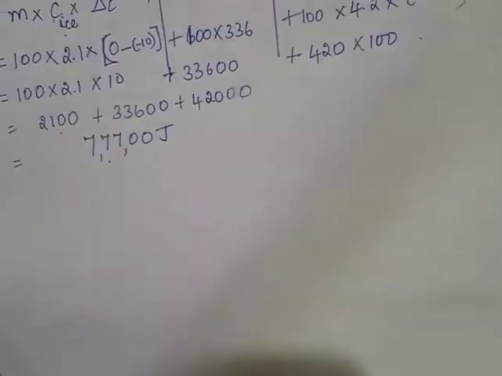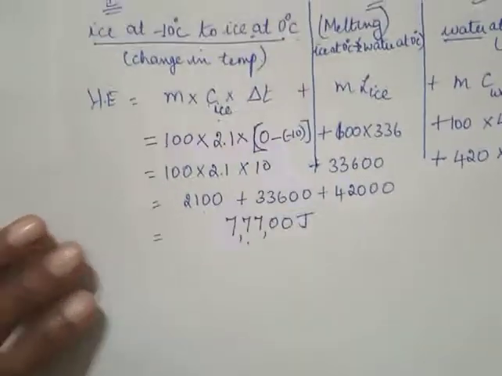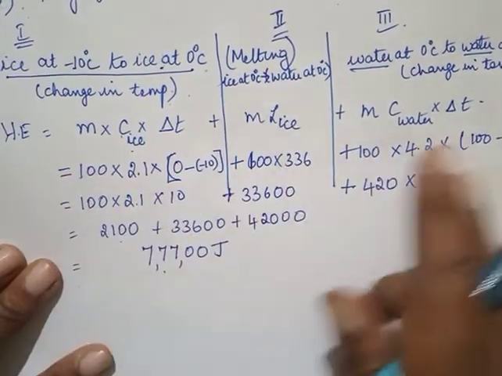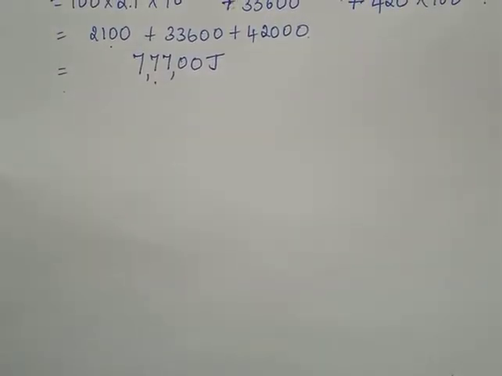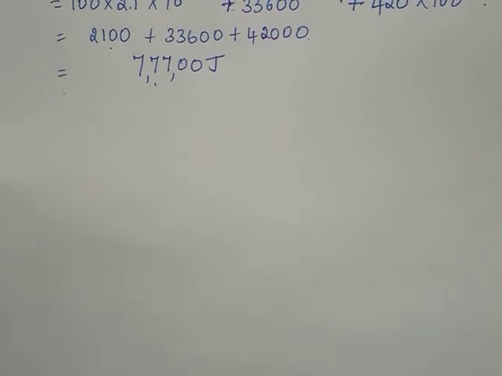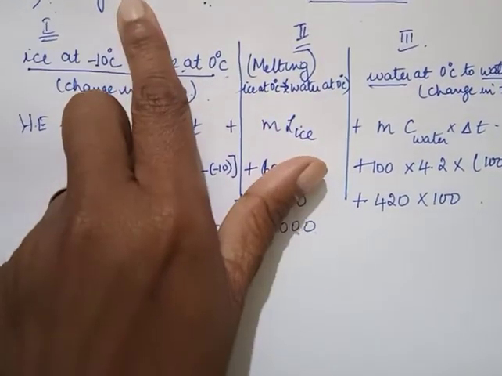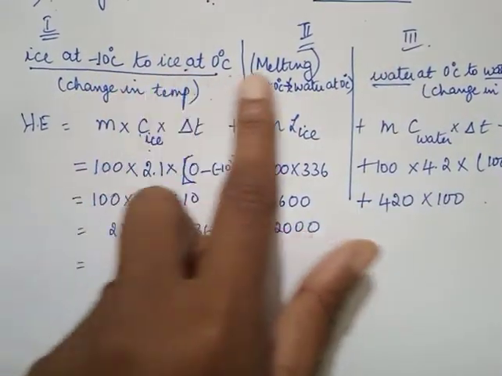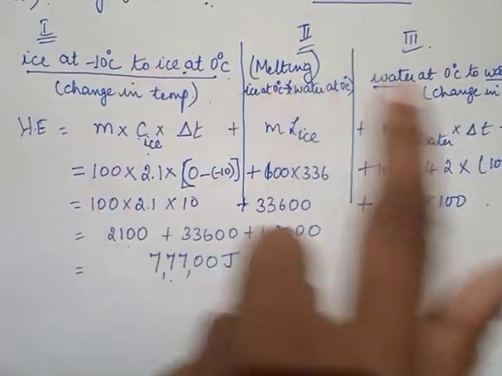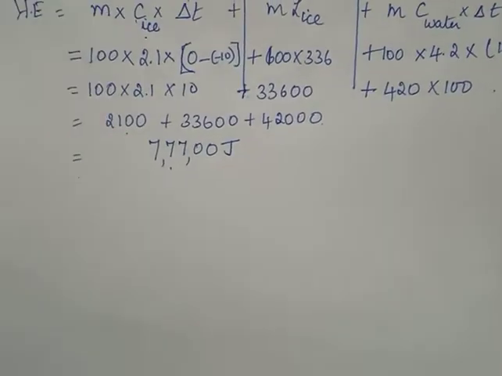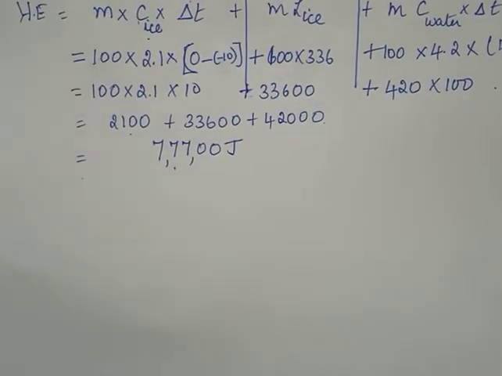In your book, it's given as 7.77 into 10 power 4. Both are one and the same. Did you get it, children? So this involves 3 steps and you have to add all the 3. These numericals are a little bit tough, but if you understand it, it should be fine. First you write clearly what are the changes that have to take place. For this to change to this, there should be 3 steps happening. Write those 3 steps, then write the appropriate formula, then solve it. Is it clear, children? I hope you have understood.